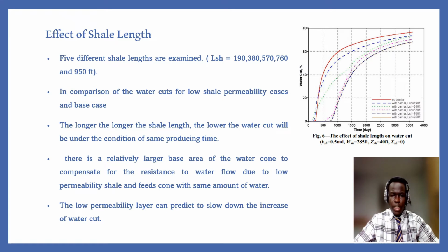And also there is a relatively larger base area of the water cone to compensate for the resistance to water flow. Why? Due to the permeability shale and also the feed going with the same amount of water. And also the low permeability layer can be predicted to slow down the increase of water cut.